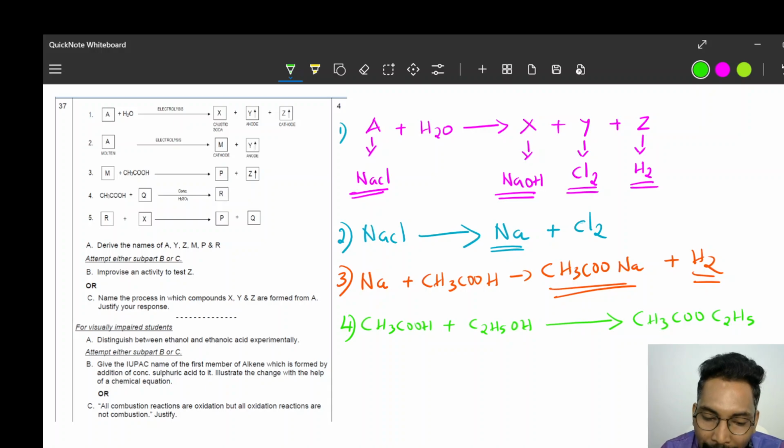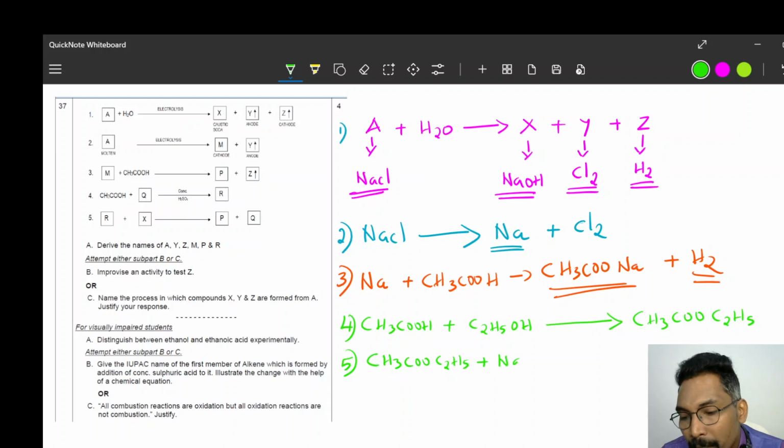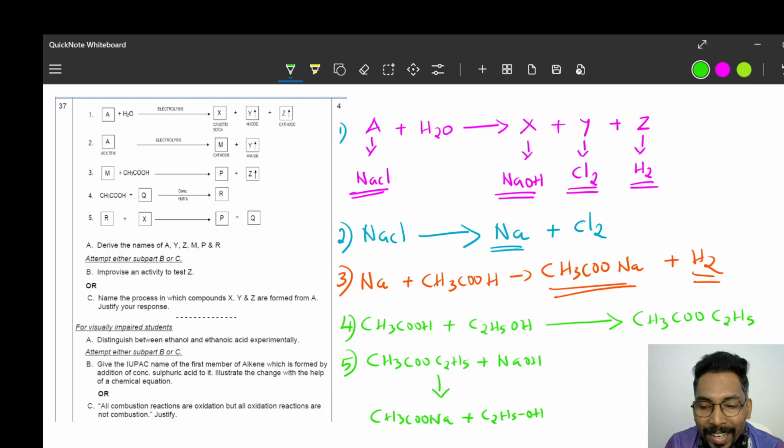And one more reaction, the fifth, that is this particular ester, CH3COOC2H5 plus X. What is X? Caustic soda, NaOH. P plus Q. This is saponification. You will get the soap molecule plus that alcohol back. So CH3COONa plus C2H5OH. It's a very important question.